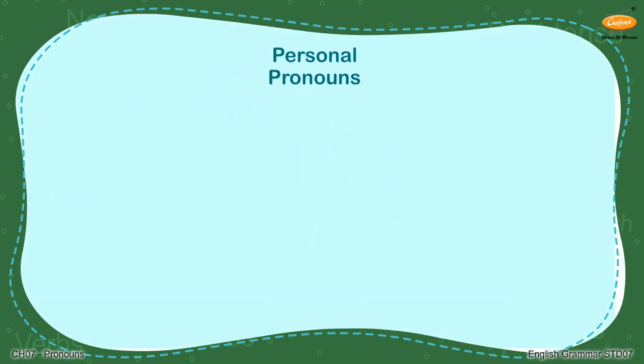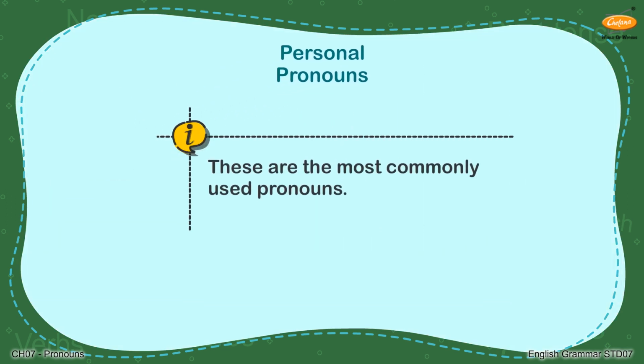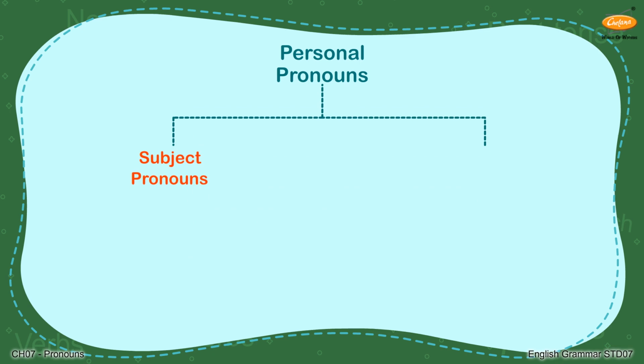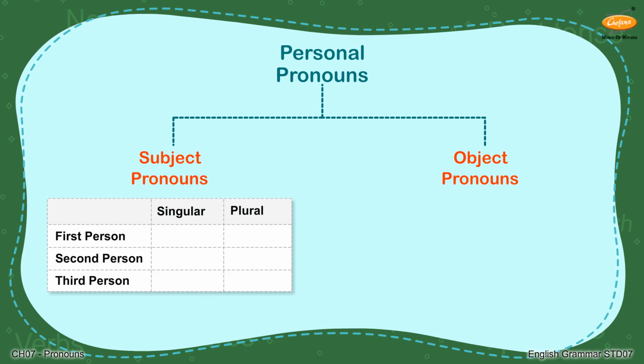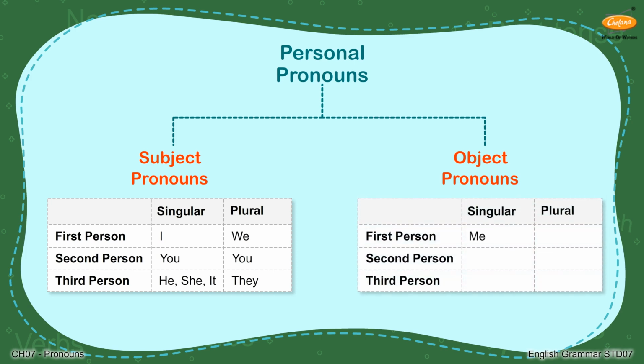First, we come to the personal pronouns. These are the most commonly used pronouns. They are of 2 types: subject pronouns and object pronouns. The subject pronouns are I, you, he, she, it, we, they. The object pronouns are me, you, him, her, it, us, them. Subject pronouns are the doers of the action and object pronouns are the receivers of the action.